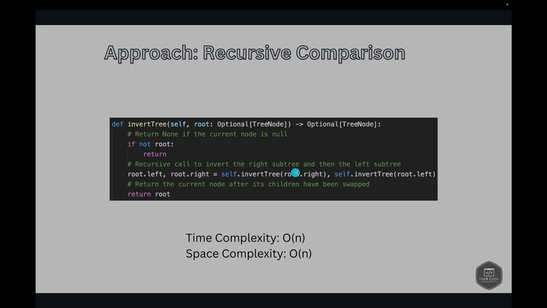Here we are just doing the recursive call to the right subtree and the left subtree, and then we just swap them using this tuple unpacking swapping method. And then we return the current node after its children have been swapped. So here we return the root.